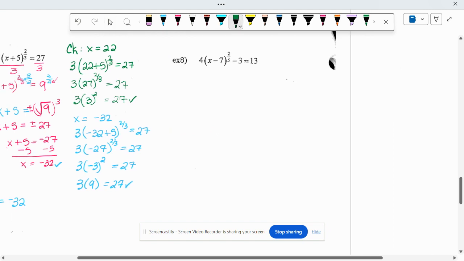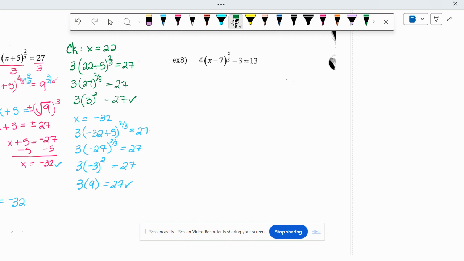So for this example, the first thing I want to do is add 3 to both sides. Remember, I'm trying to always isolate the radical or the rational exponent. So that gives me 4 times the quantity, x minus 7, to the power of 2/5, and that equals 16. Next, I'm going to divide both sides by 4. That gives me x minus 7 to the 2/5 power equals 4. So now I want to multiply by the reciprocal power. Well, the reciprocal power of 2/5 is 5/2.